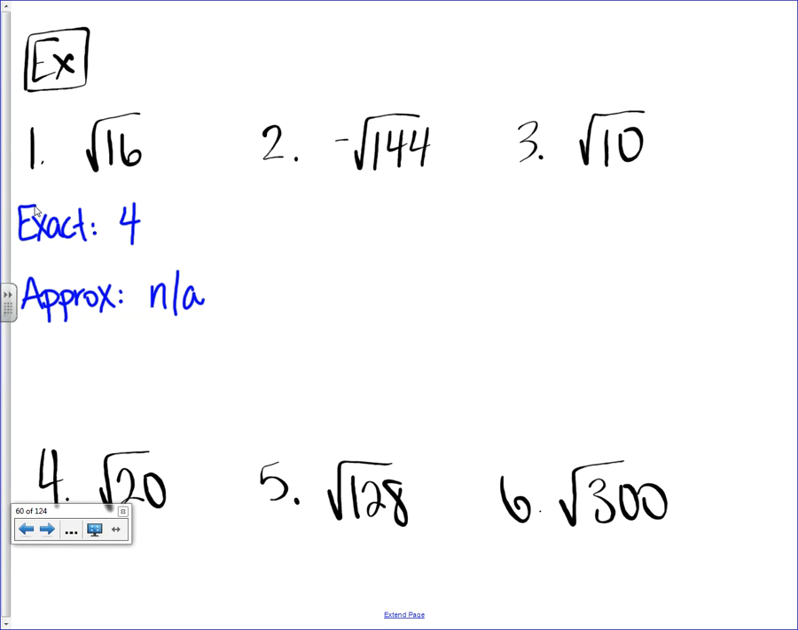It's 12, and then you see the negative in front of there, right, folks? So that's the exact answer. What's the approximate answer? There isn't one, because it's just negative 12. Now, let's talk about square root of 10. Is that a perfect square? It is not. Okay, so I need to ask you, is there a perfect square that can be divided out of 10?